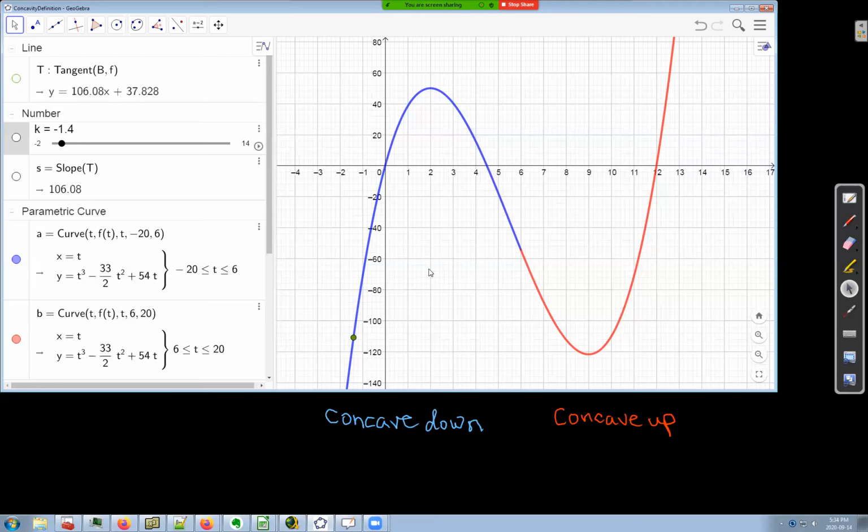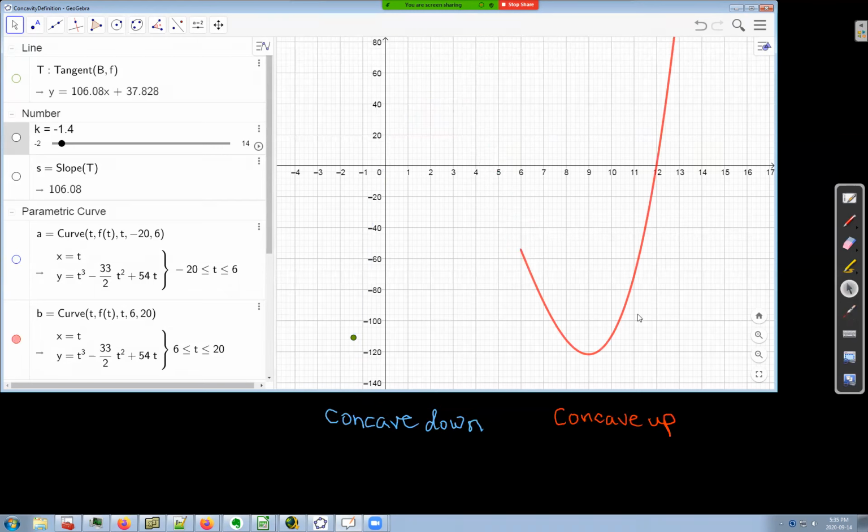Notice that concavity is not the same as increasing and decreasing. This blue part of the graph is concave down, but part of the graph is increasing. This part of the function is increasing, but this part of the function is decreasing, but it's still all concave down. A lot of students want to make things simple by thinking about concavity as the same as increasing or decreasing, but that's not right. Concavity is more complicated than that.